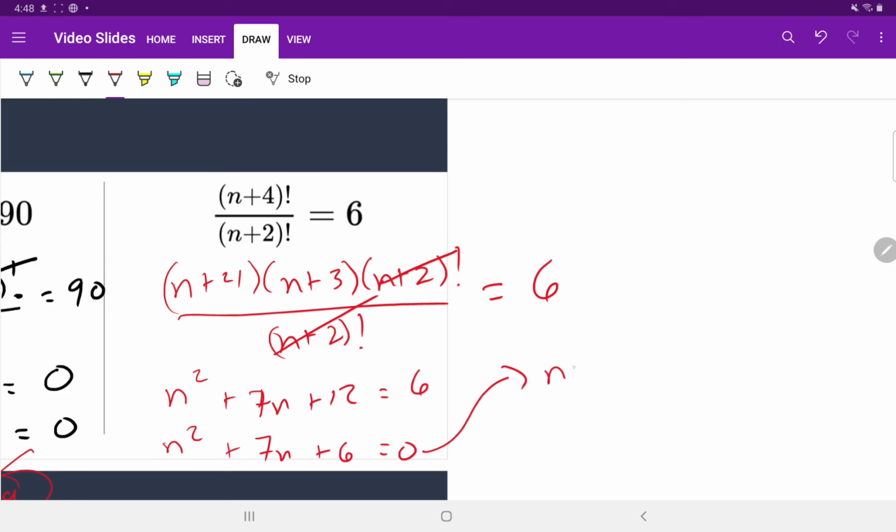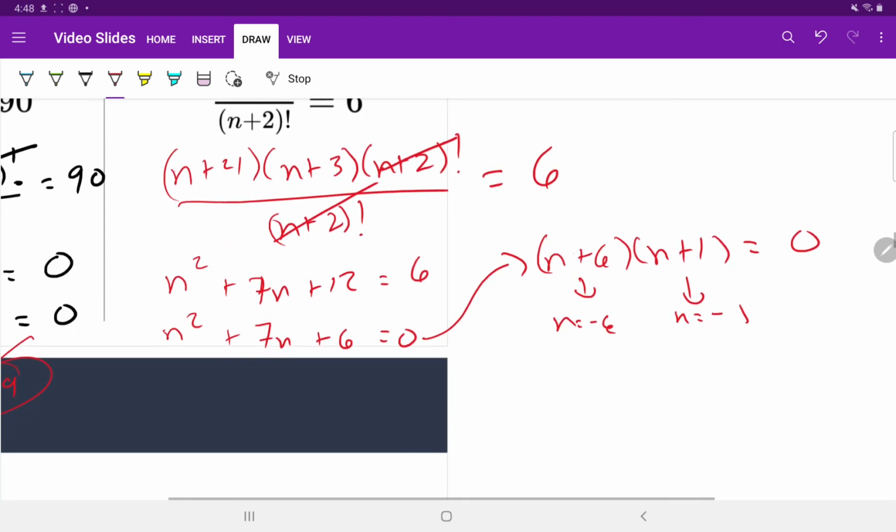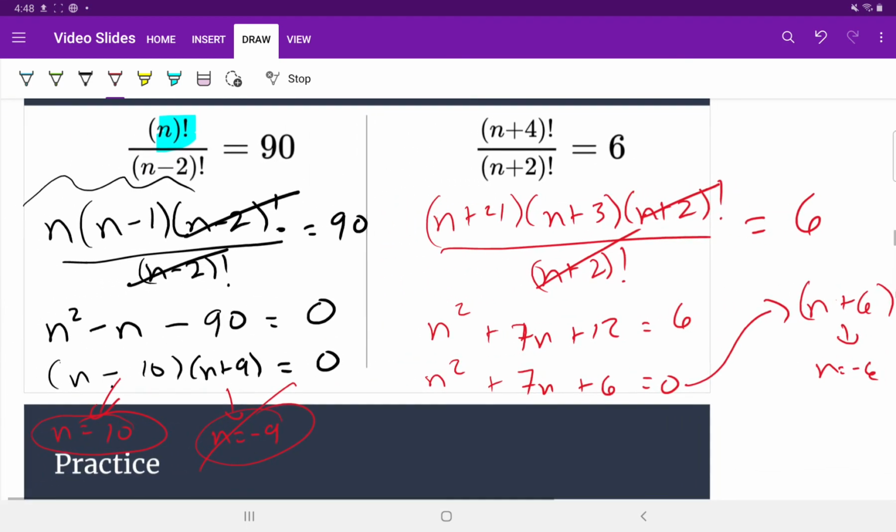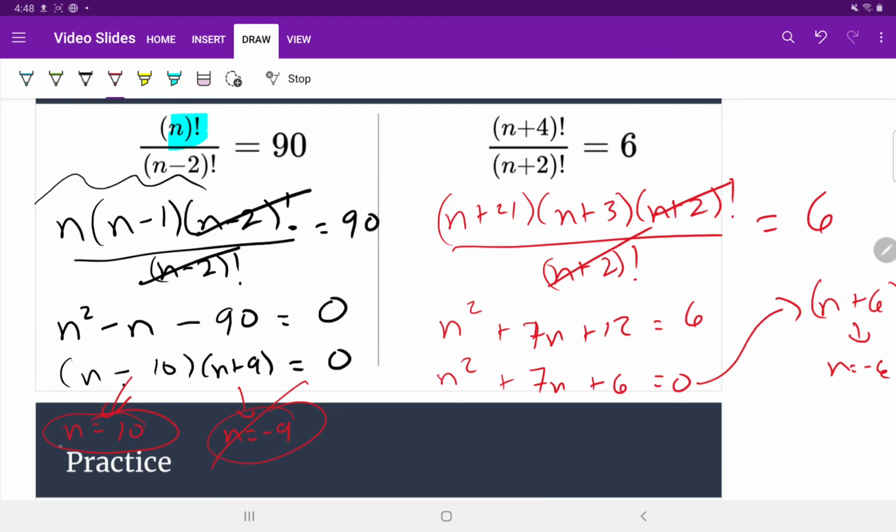Or I'll say n plus, what's that going to be? 6 and 1. So n plus 6 and then n plus 1 is equal to 0, which gives me two options, n equals negative 6 or n equals negative 1. And now some of you might be saying, hey, doesn't that mean that both of them are invalid? Is there no way to make this true? But remember, in the previous case on the left-hand side, I actually just had a plain n factorial, so I knew right away that any negative wouldn't be valid.